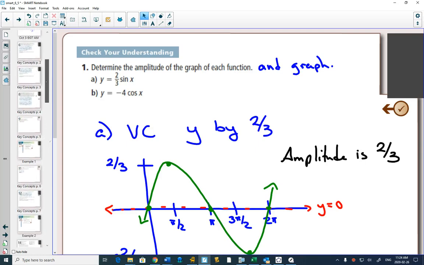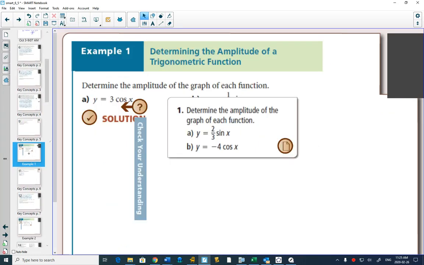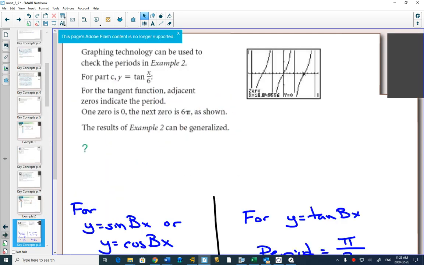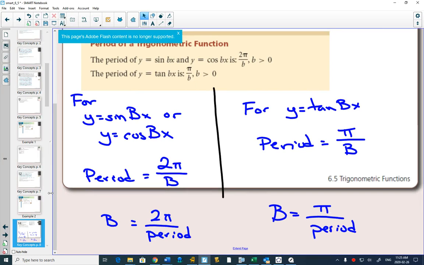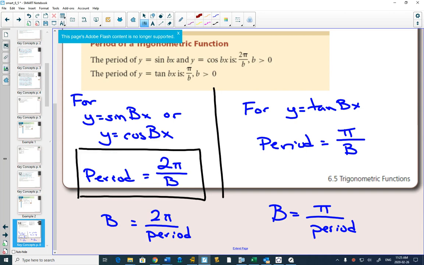At the bottom of your page, there's a box that says the period of a trig function, and they have some formulas here. I'd like you to rewrite those formulas underneath. Whenever you have, and we call it a b value, because whatever's in front we're going to call the a value, a horizontal stretch or compression for sine or cos, you would divide by your b value to find your new period.